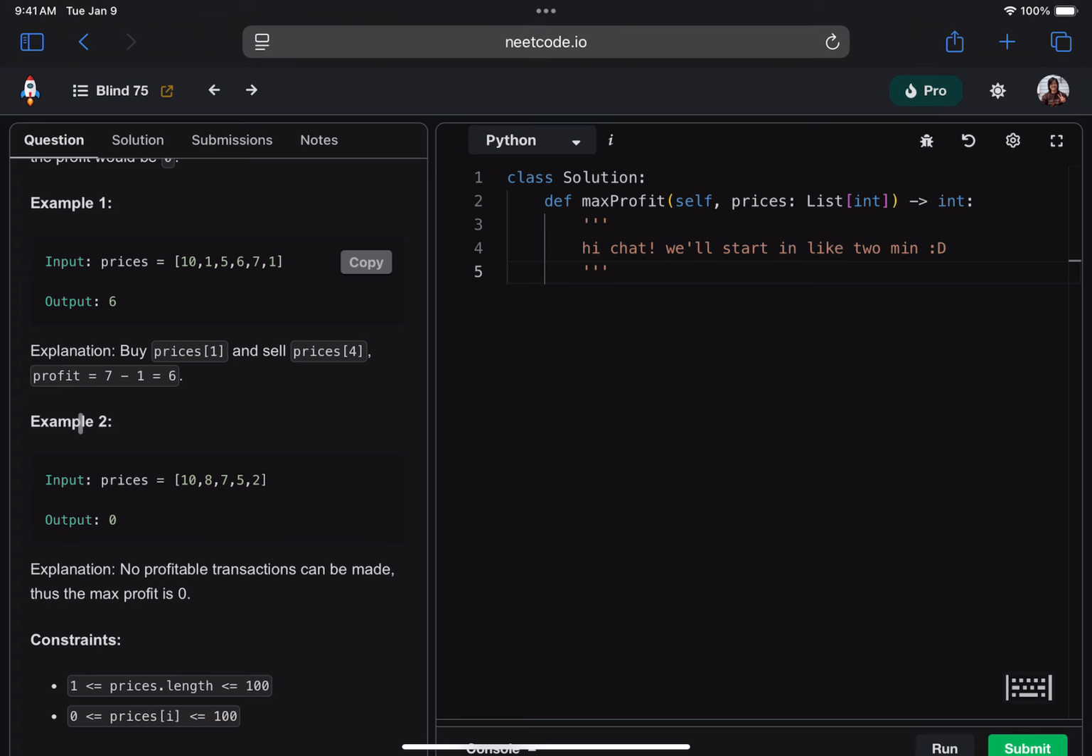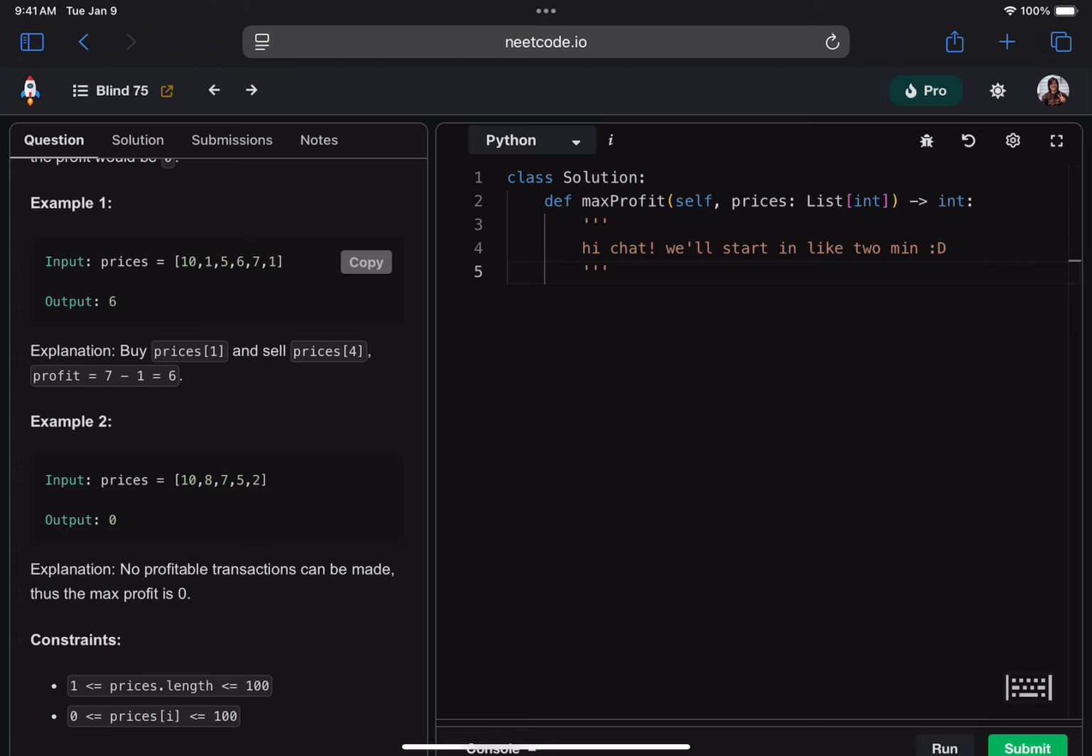Okay, and then like I mentioned with the purely non-increasing array here, 10, 8, 7, 5, 2, the output is 0. This is because no matter how we buy and sell, the only thing that can happen is either we buy and sell the same day for a profit of 0, or we buy on one day and we lose money by selling on a future day. So in this case, the most profitable thing we can do is just to not buy at all, and the max profit would be 0.